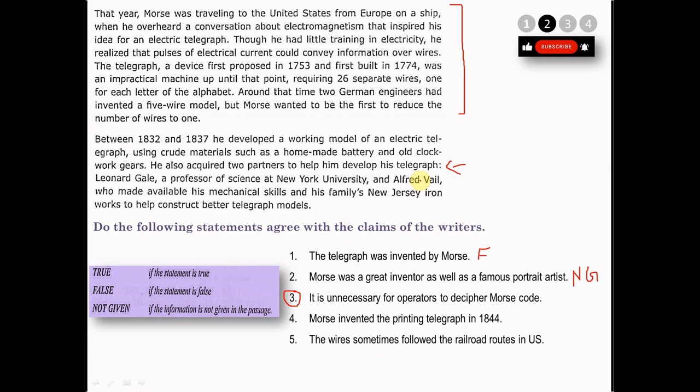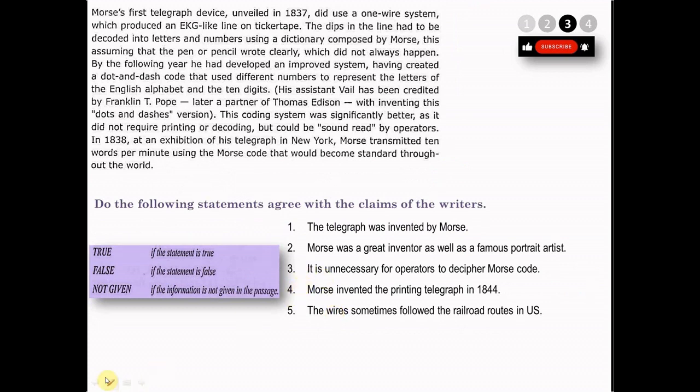Yes. So Leonard Gale, a professor of science at New York University, and Alfred Vail, who made available his mechanical skills and his family's New Jersey ironworks to help construct better telegraph models. So still we have not found anything regarding the third question. I'll highlight the information here again so that we do not forget it: it is unnecessary for operators to decipher Morse code. So we are finding this information. Yes, we are solving this.